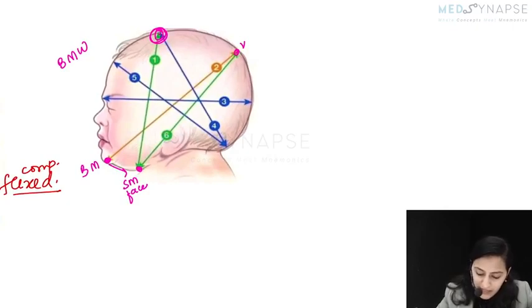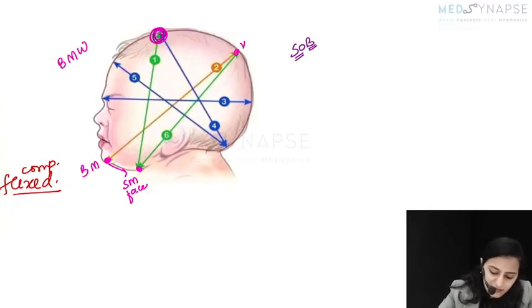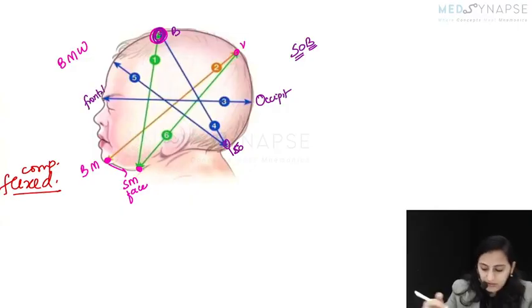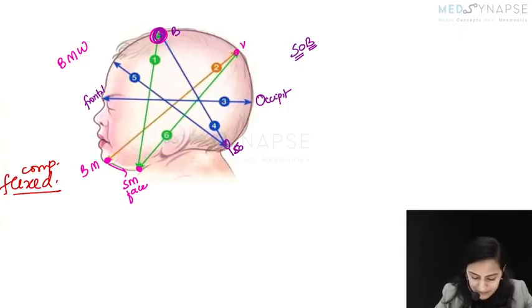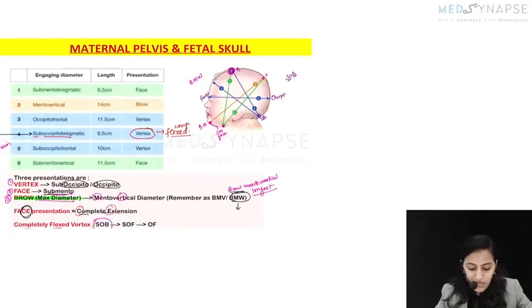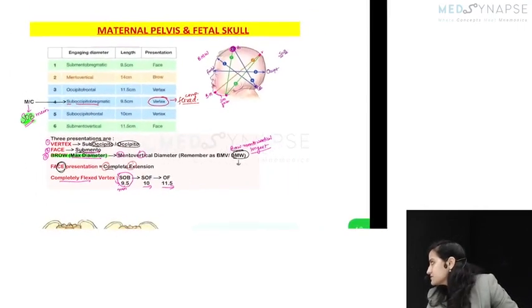Which is the most common engaging diameter out of these? What's the number? 4. Among the sub ones, the most common is suboccipitobregmatic. The bregma side, the back one, this is suboccipitobregmatic. This is occipito. Where is this occipito going, in the front? Suboccipito, occipitofrontal, occipitofrontal. So this is how you'll identify and remember the various diameters in the fetal skull.